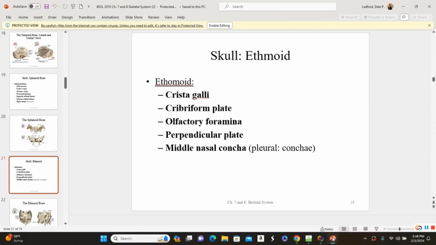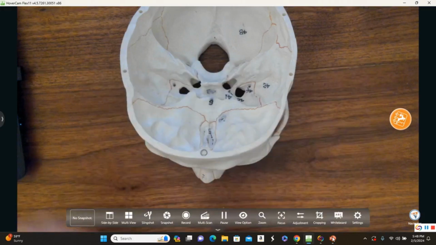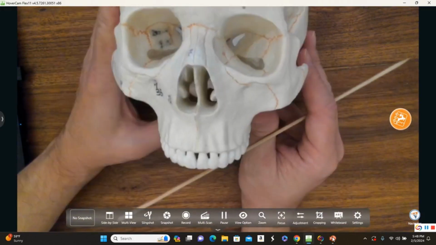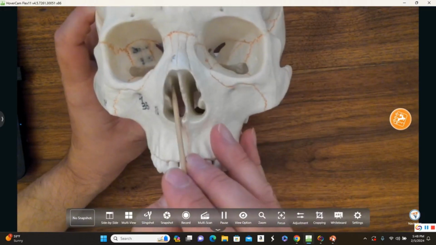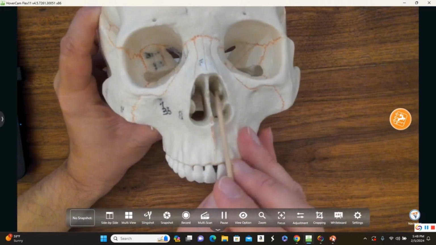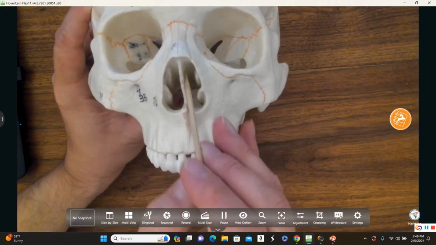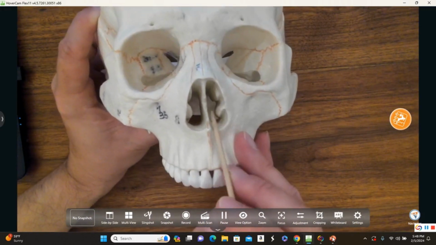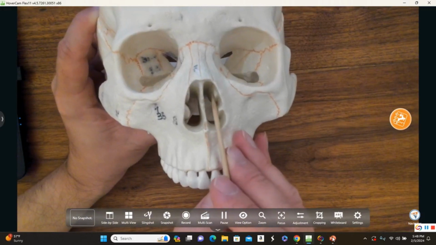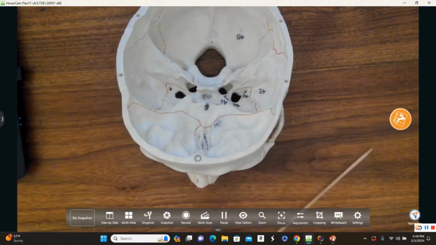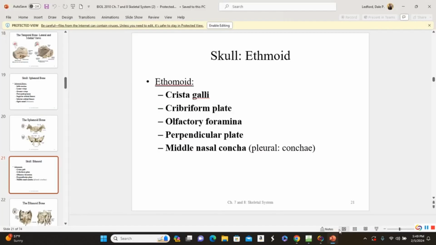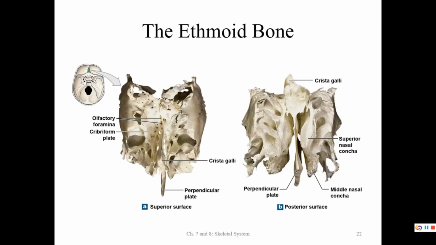The middle nasal concha. To find it, we look back in the nose hole, and we call these turbinates or conchae. The middle one is here. The superior is not visible on this model. There is a middle one and an inferior one. So that is the middle nasal concha right there. All right, and there are some diagrams and models to help you, some real skull pictures.